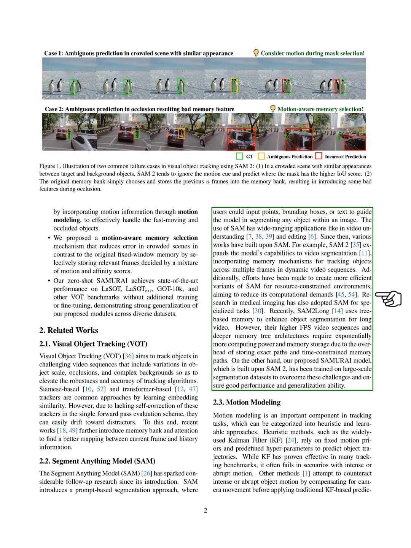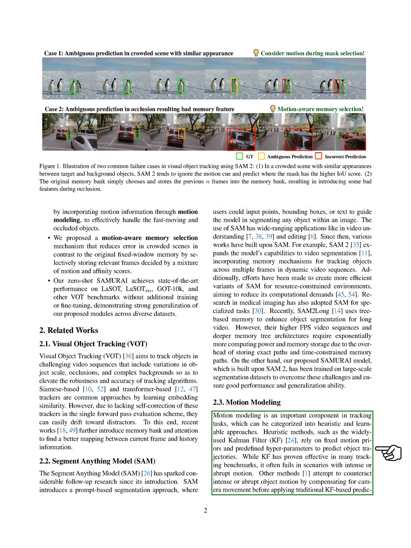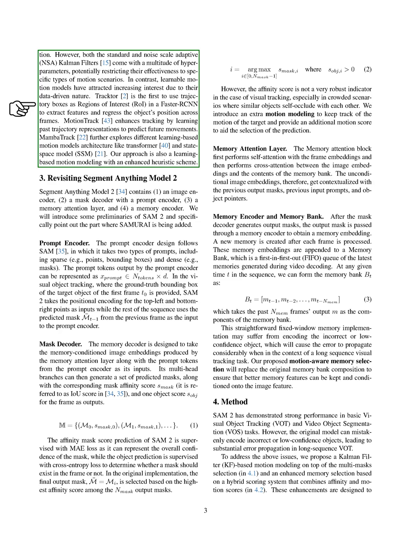Finally, we explore motion modeling, a crucial aspect of tracking tasks. Motion modeling can be heuristic or learnable. Heuristic methods, like the Kalman filter, use fixed motion assumptions to predict object paths but can struggle with rapid movements. Learnable motion models, which are data-driven, have gained popularity. For instance, Tractor uses trajectory boxes to extract features and predict object positions, while MotionTrack and MambaTrack enhance tracking by learning from past movements. Our approach also employs a learnable motion model with an improved heuristic strategy.